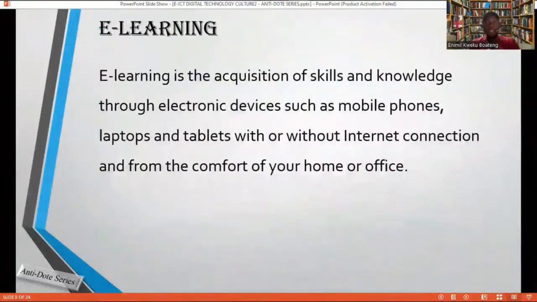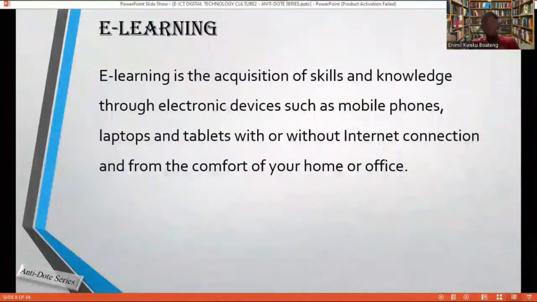So, e-learning. E-learning is the acquisition of skills and knowledge through electronic devices such as mobile phones, laptops, and tablets, with or without internet connection, and from the comfort of your home or office. Now, before I go into the definition of e-learning, let us go back to our way of learning without e-learning, our traditional way of learning.